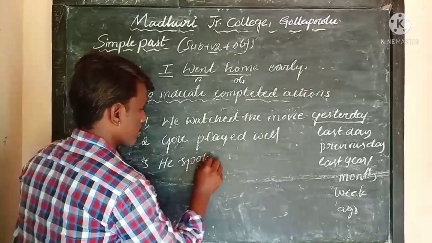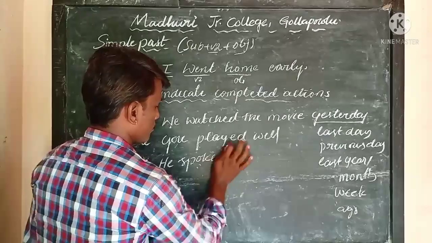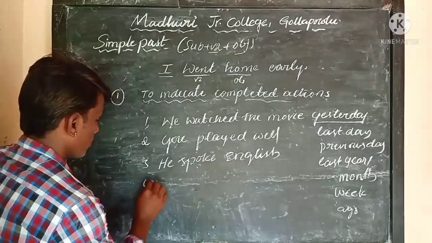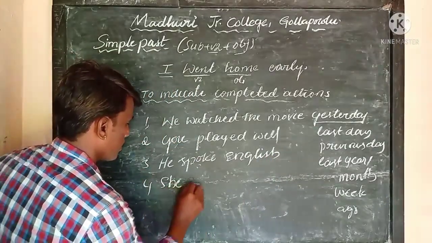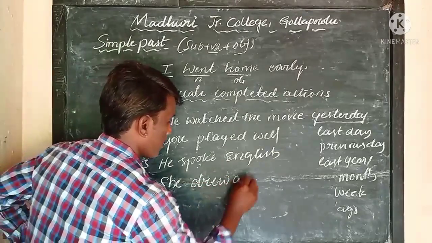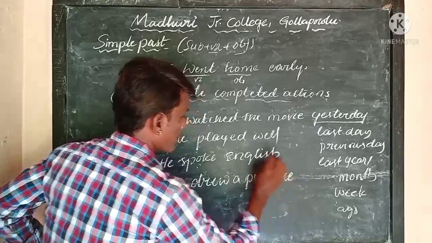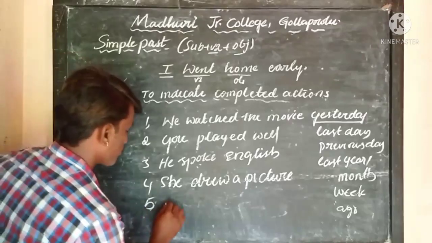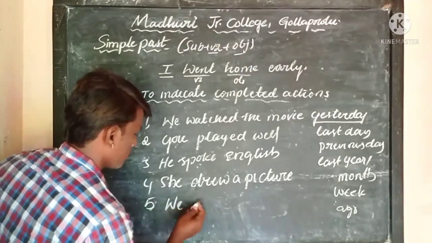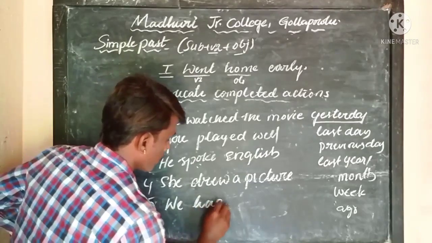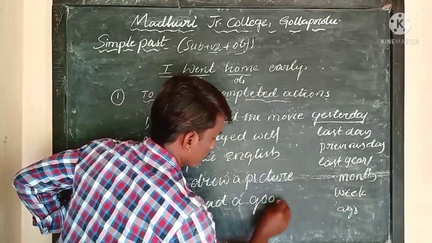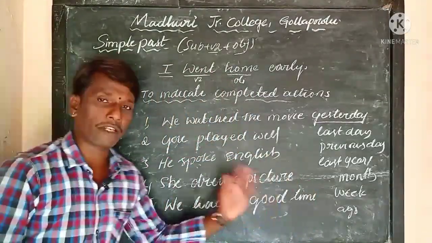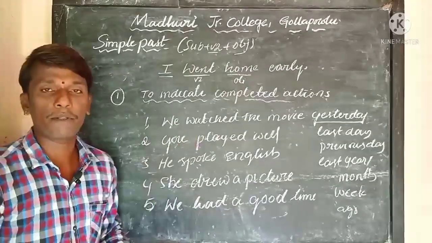He spoke English. He spoke English fluently. She drew a picture. Let me write you another example. We had a good time yesterday. We can elaborate the sentence. We had a good time yesterday. So these are all the best examples for the simple past tense.